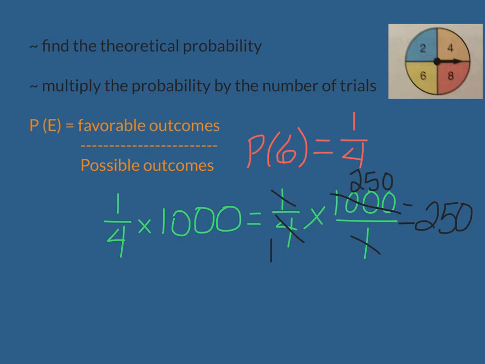So again, when we're doing this, we're just finding the probability and multiplying that fraction by how many times. It's asking, how many times would that happen?